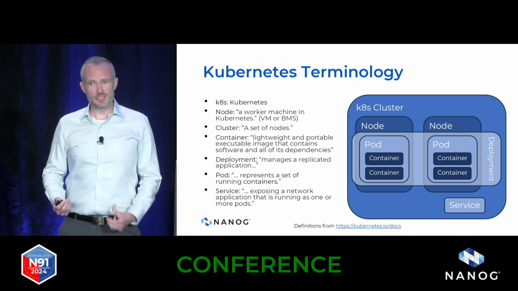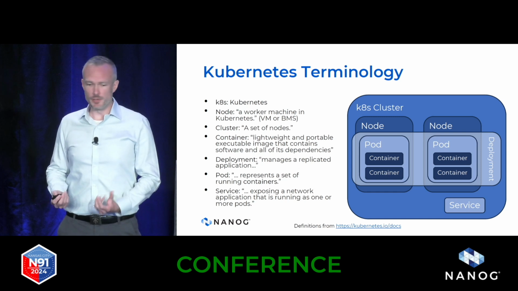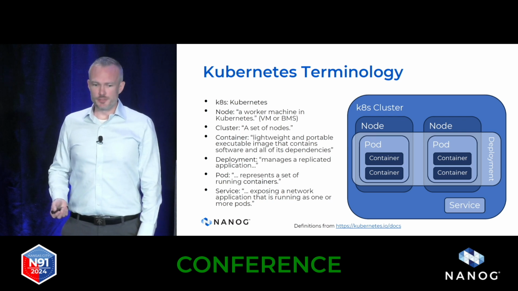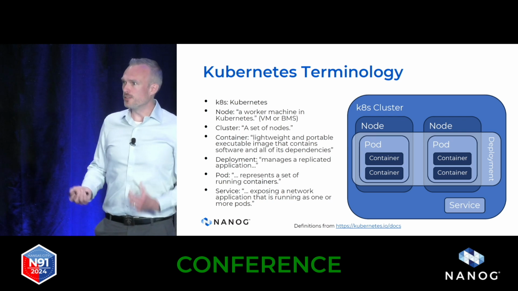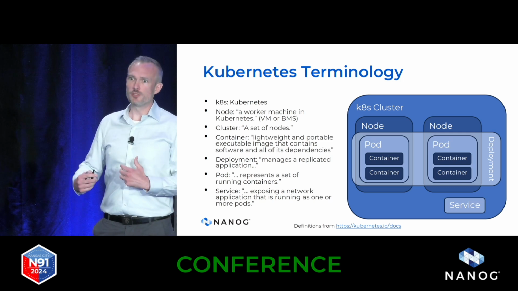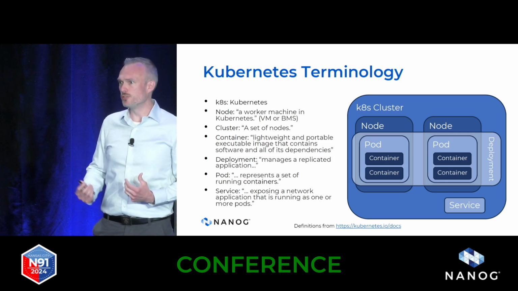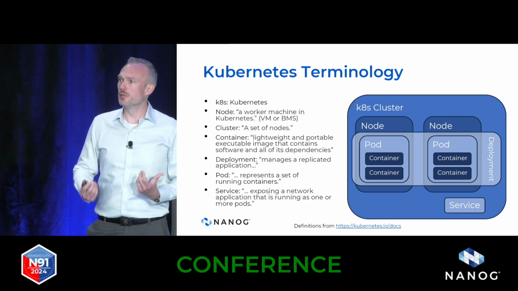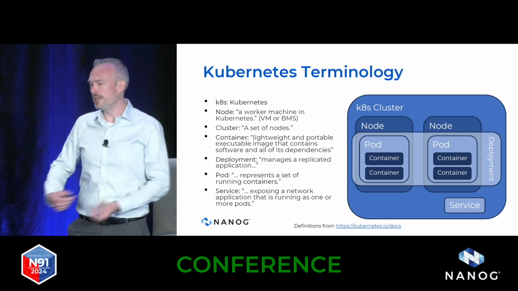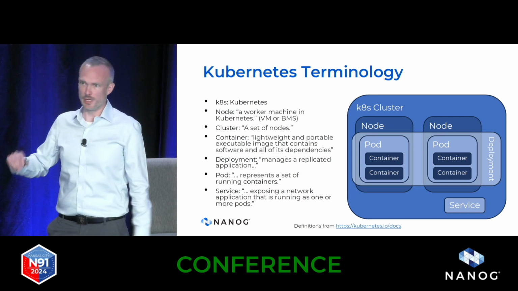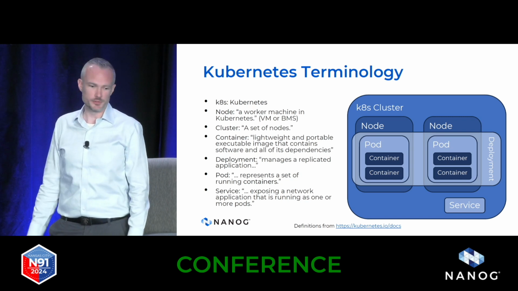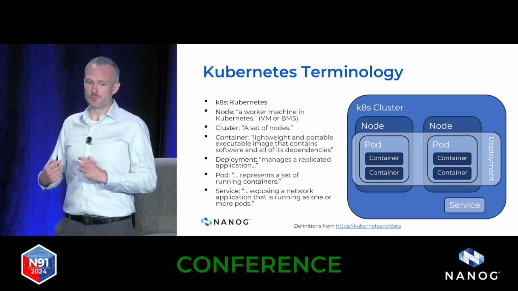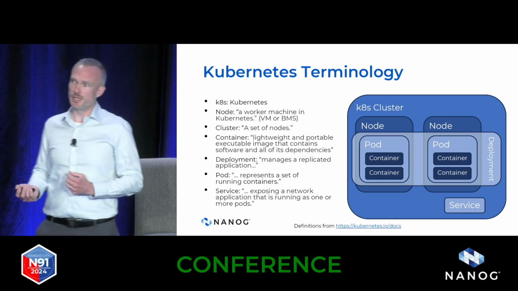A cluster is a set of nodes that work together. Many of you probably know what a container is. A container is a lightweight executable image. It has all of my software dependencies pre-packaged, so I can build it once on an architecture and have a high degree of confidence it's going to work anytime I deploy it again on that architecture without worrying about installing a bunch of prerequisites. A deployment is a Kubernetes resource that manages a replicated application.